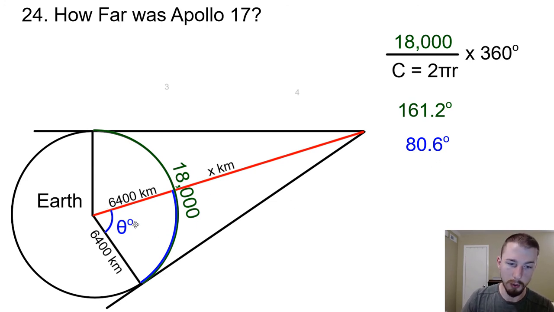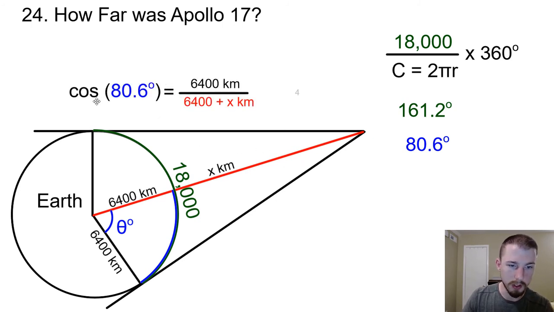Now that I have 80.6, I can basically figure out this hypotenuse length of how far it is by kind of just doing the reverse of what I did. So I know the cosine of 80.6 is equal to 6,400 over 6,400 plus x, where x kilometers is how far away they are. So if you remember, when x is in the denominator, what do we do? Well, we have that shortcut where we just switch these two, right? So that's all I'm going to do. I'm going to switch them, and then I'm going to subtract 6,400.